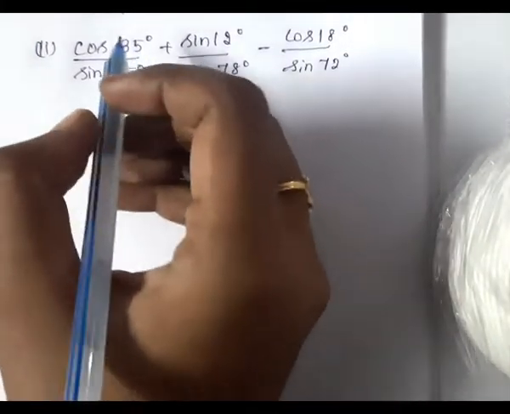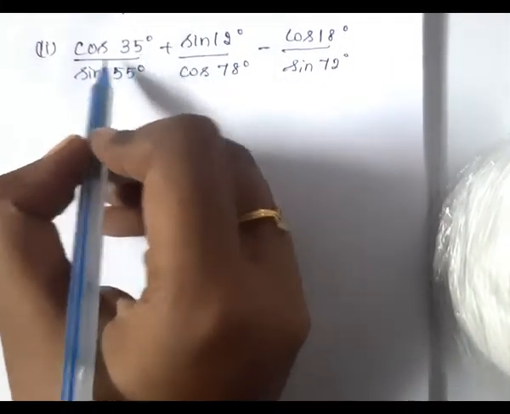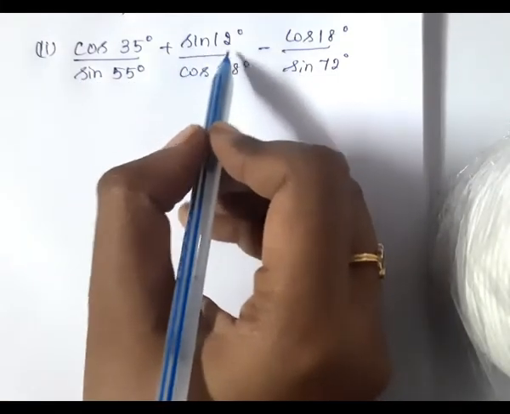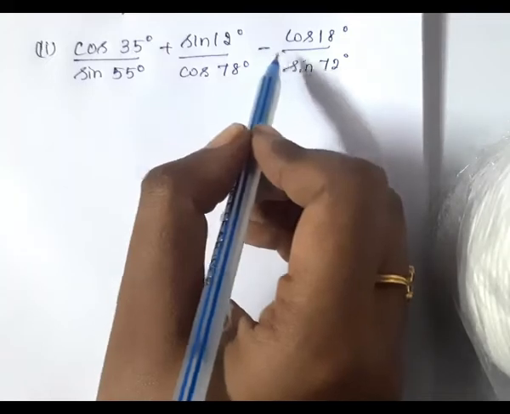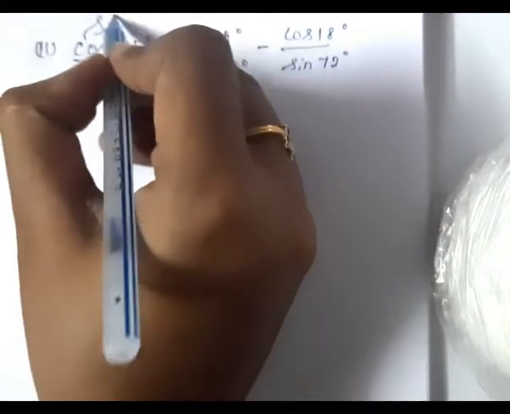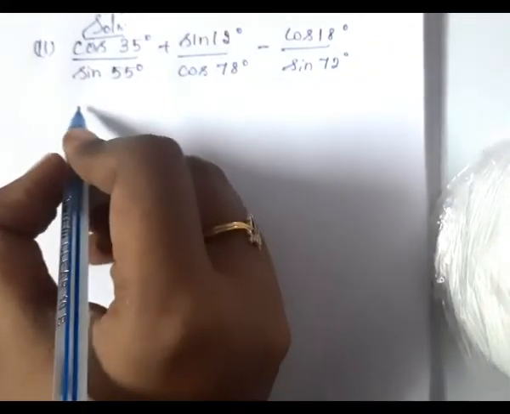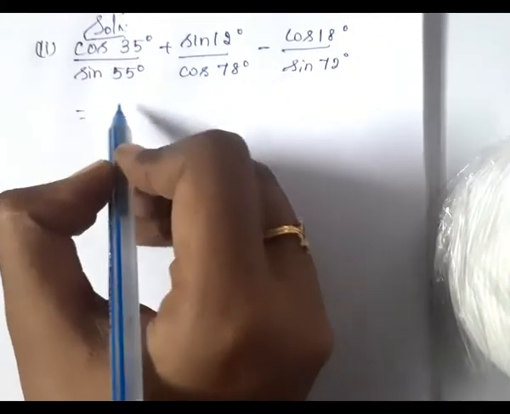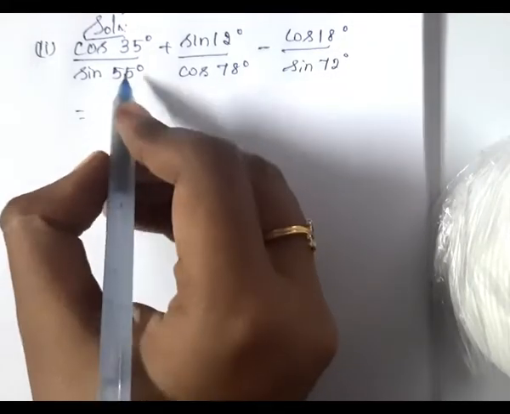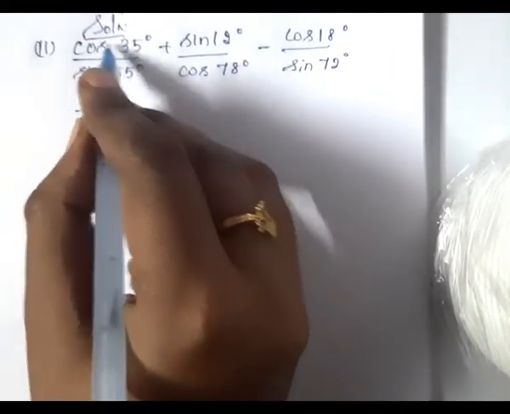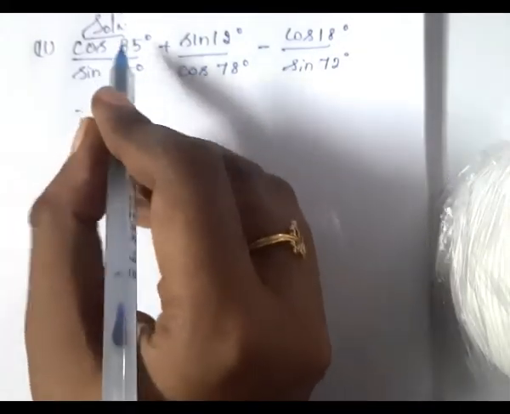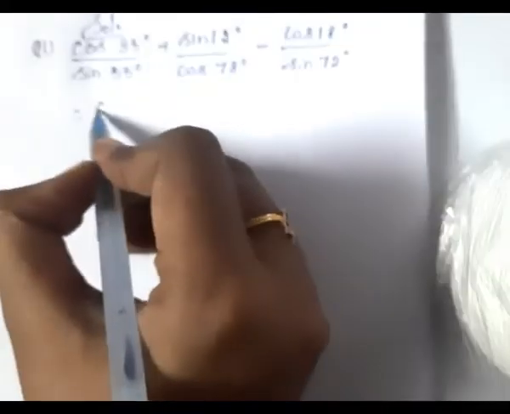Same example, second part. Cos 35 degree by sin 55 degree plus cos 12 degree sin 12 degree by cos 78 degree minus cos 18 degree by sin 72 degree. Solution. Then which is equal to, change all the denominators using complementary angle. There are no changes in the numerator.